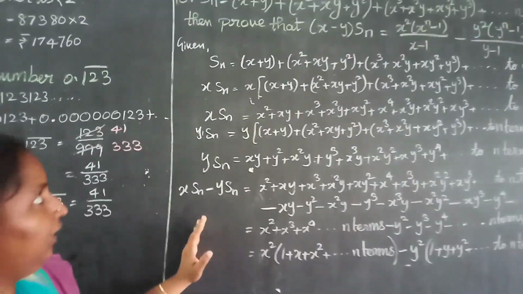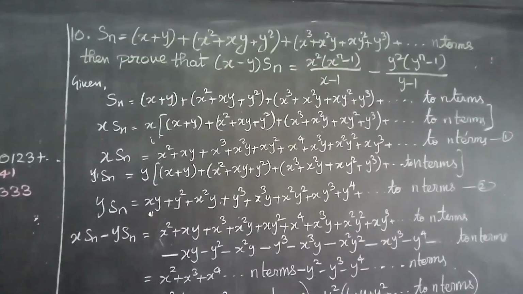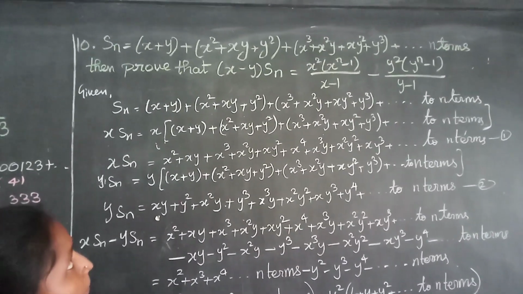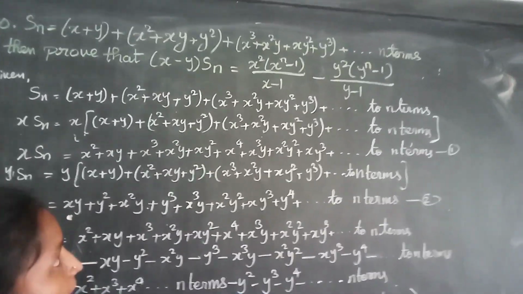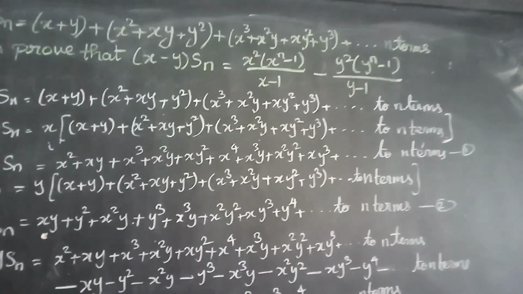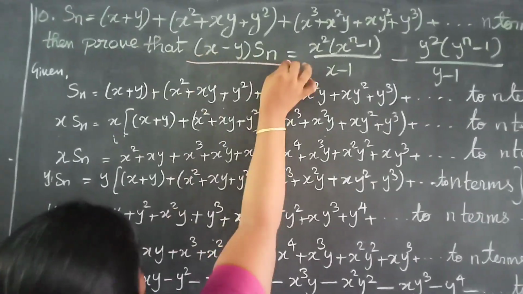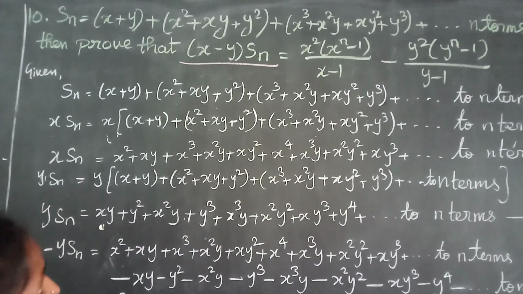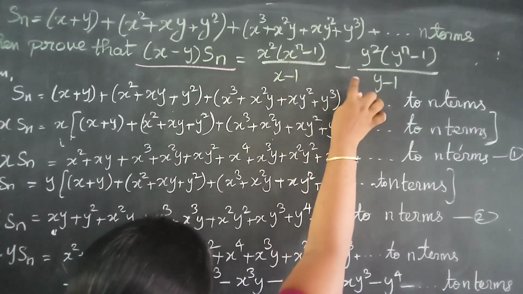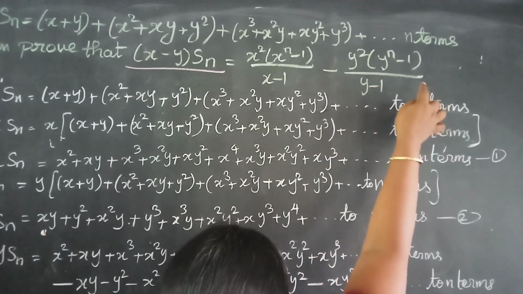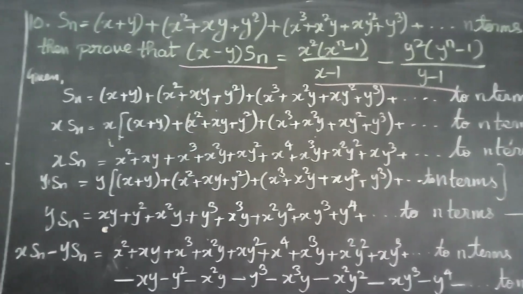Next move on to 10th sum. Sn equals x plus y plus x square plus xy plus y square plus x cube plus x square y plus xy square plus y cube plus and so on n terms. We are going to prove that x minus y into Sn equals x square into x power n minus 1 by x minus 1 minus y square into y power n minus 1 by y minus 1. So we are going to prove this.